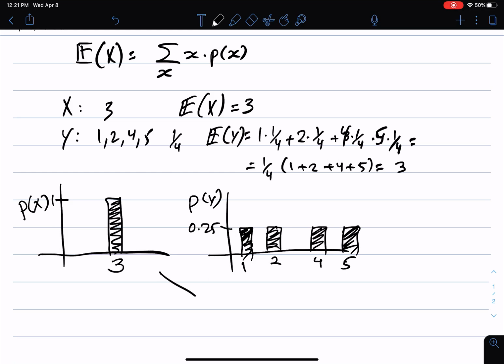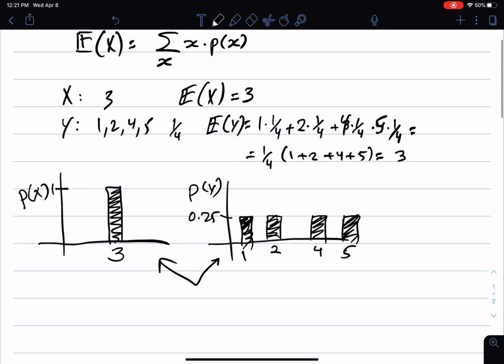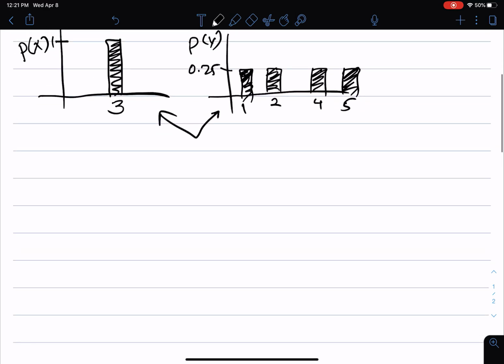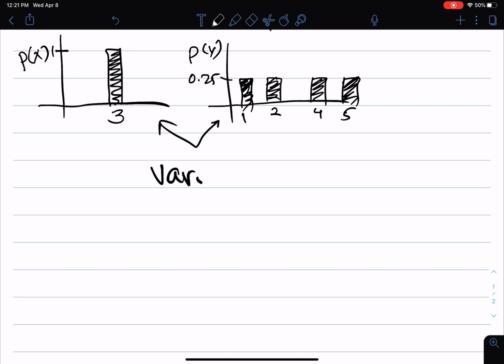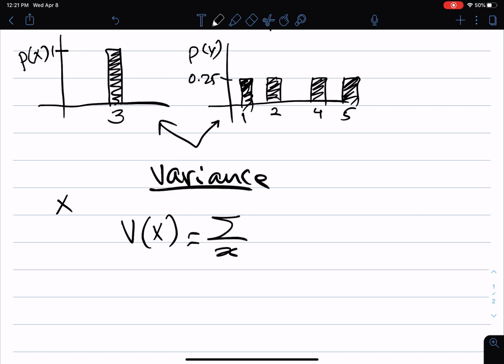And to distinguish between these two kinds of distributions, this is where we introduce the notion of variance, okay? So the notion of variance, in addition to the expected value of a random variable. If you have a random variable x on a sample space, the variance of x, V of x, is basically the sum over all possible values that x takes of x minus the expected value of x, squared, times p of x, okay?